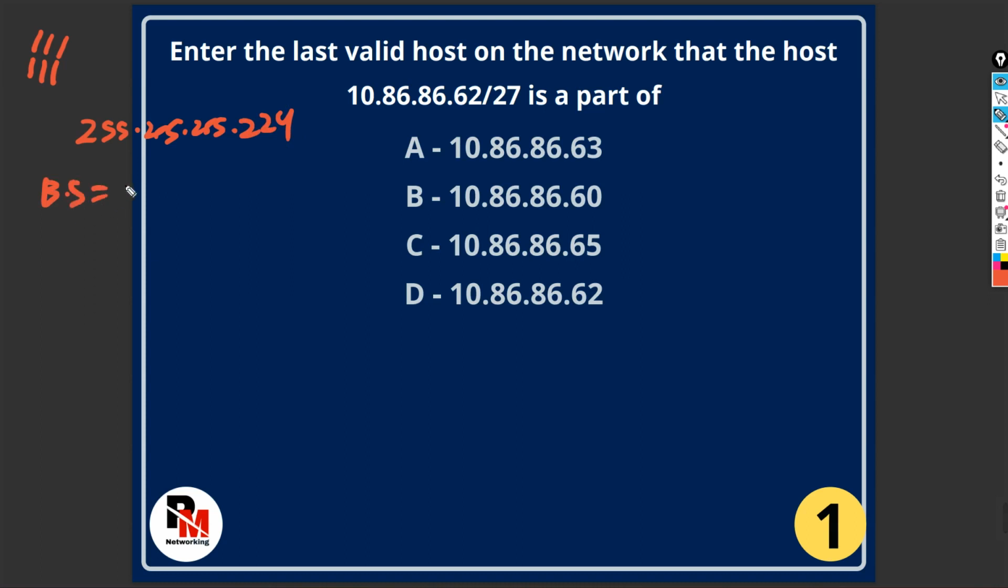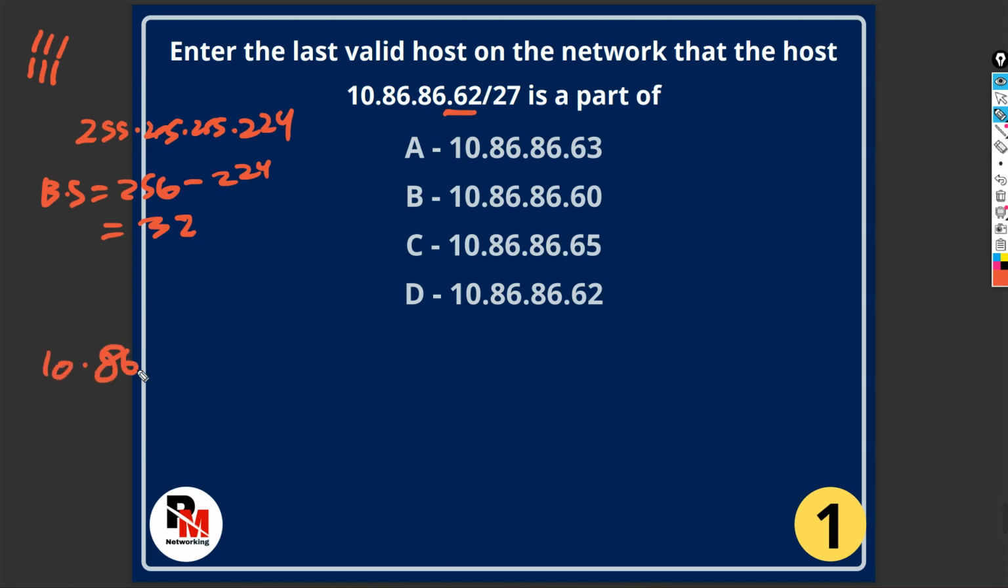So what will be the block size then? 256 minus 224. What will be your block size? 32. Now you can find the nearest number which is divisible by 32 to this number. So is this number divisible by 32? No, 6 is not divisible, right? Yeah.